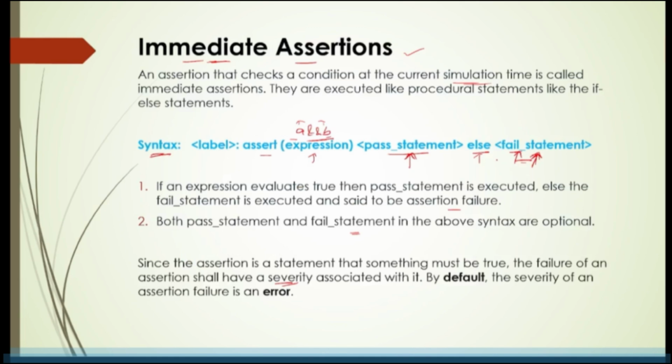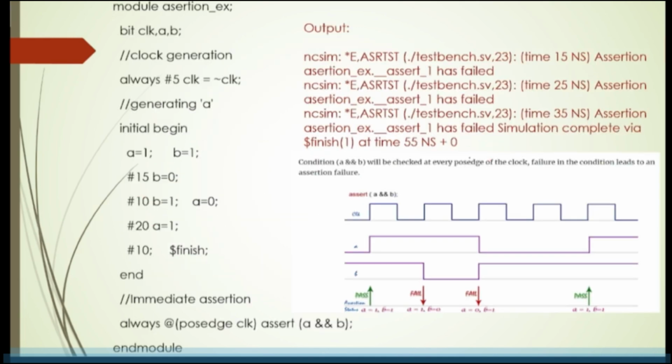So let us see how we are going to write the immediate assertion. For example, if this is my particular code, here I am having clock, A and B. Clock and A are inputs. Here you have generated the clock: always #5 clock equal to negation of clock. That means now the clock period is a total of 10 time units.